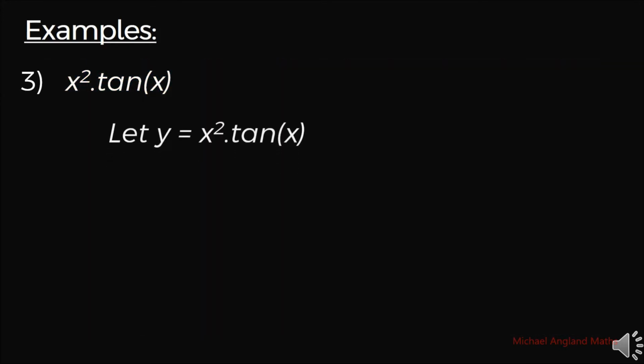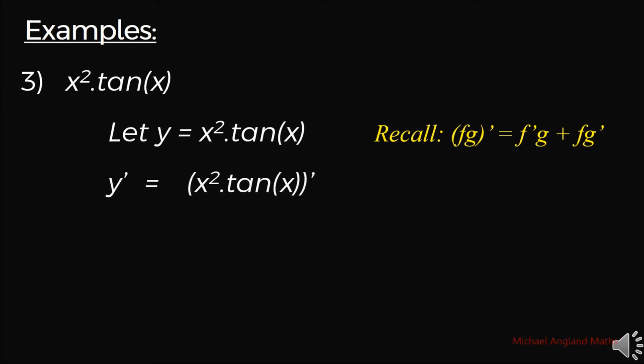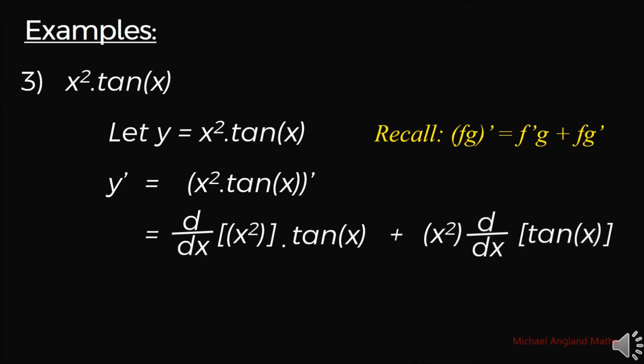So y is equal to x squared tan x. Recall the product rule. Bracket f times g, bracket, dash is equal to f dash g plus f g dash. So, applying that here, we get y dash is equal to d on dx of x squared times tan of x plus x squared times d on dx tan of x.